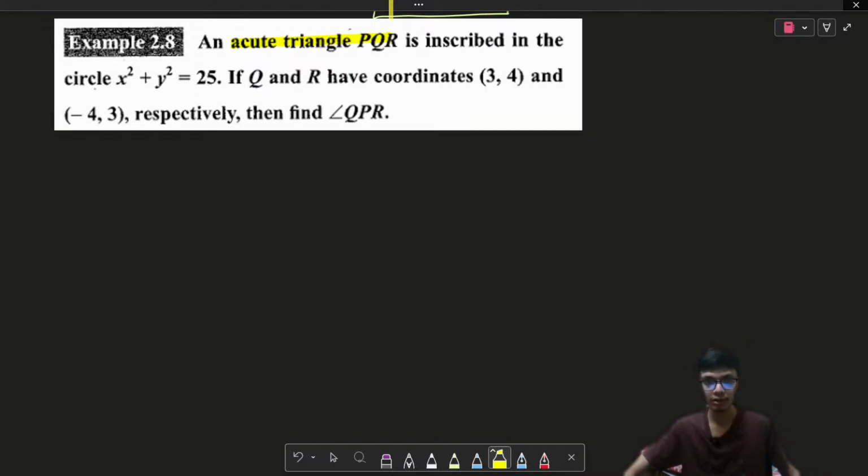Okay, so it is said that an acute angle triangle PQR is inscribed in the circle x square plus y square is equal to 25, right? And if Q and R have the coordinates (3, 4) and (-4, 3) respectively, then you have to find out this particular angle QPR, right? So let us see how we will be solving this particular problem.